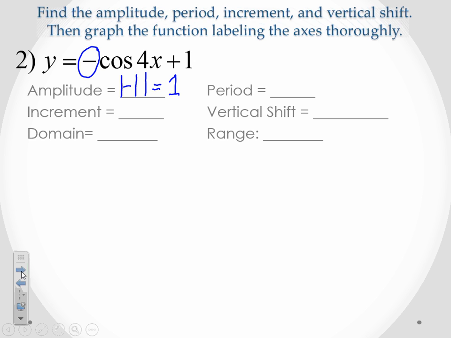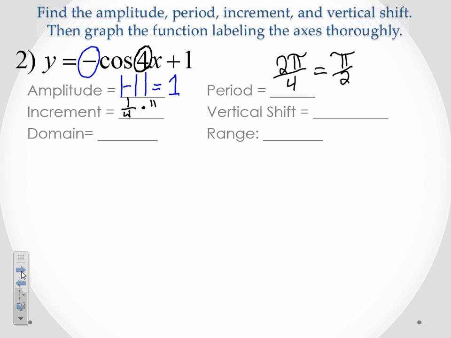Now we're going to do the period. In order to find our period, we're going to use whatever is in front of x. So we're using this 4. So it's going to be 2 pi divided by 4, which is just pi over 2. Once we have that, I need to find my increment. Now, since pi over 2 is a fraction, instead of dividing by 4, I'm going to multiply by 1/4. It means the same thing.